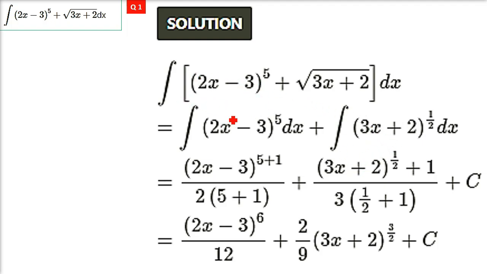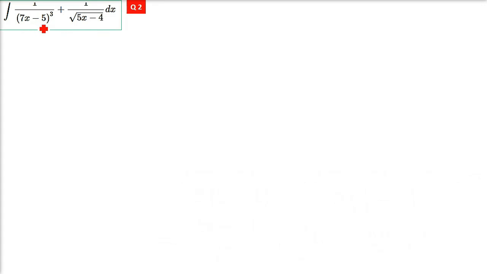So this is the starting point, and all the questions which are coming are more likely like this only, and a simple formula has to be used. Now we have 1 by (7x minus 5) whole cube plus 1 by under root 5x minus 4. So we have to integrate here.